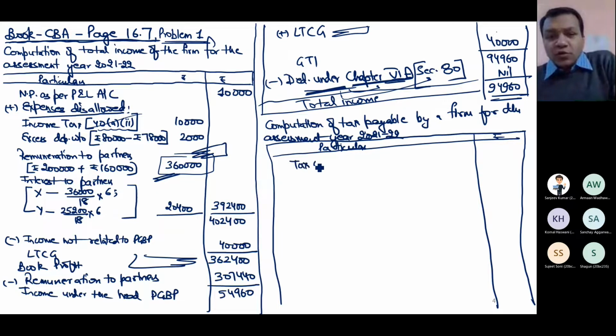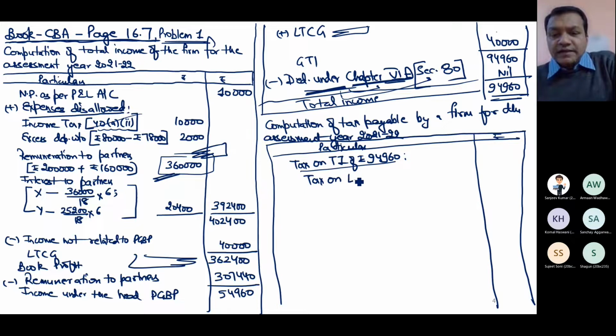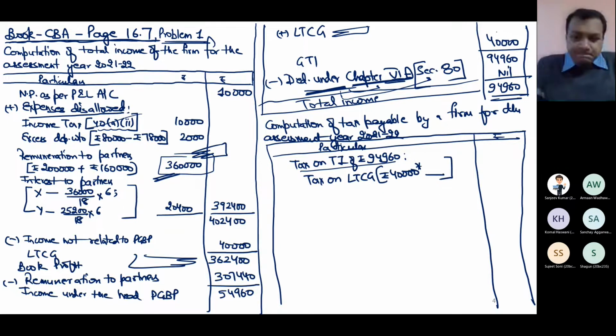So tax on total income of 94,960, how will we tax it? Tax on LTCG of 40,000: can you multiply it by the rate? Can you tell me the rate also? 20%. Yes, 20%, which is 8,000.